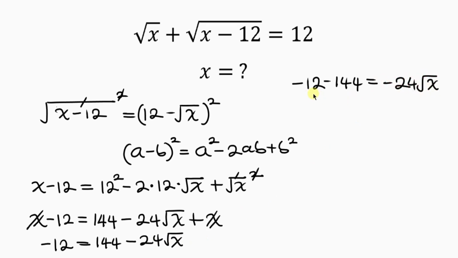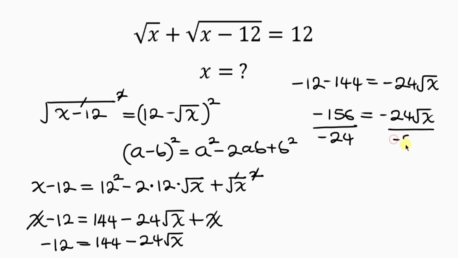And simplifying further, negative 12 minus 144 gives negative 156, which is equal to negative 24 root x. Now we divide both sides by negative 24. So I'll divide the left by negative 24, I'll also divide the right by negative 24. Now notice that this negative cancels out this negative. 12 can divide: 156 divided by 12 is 13, and 24 divided by 12 is 2.